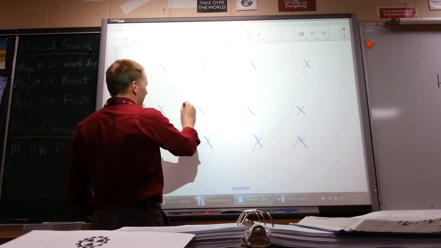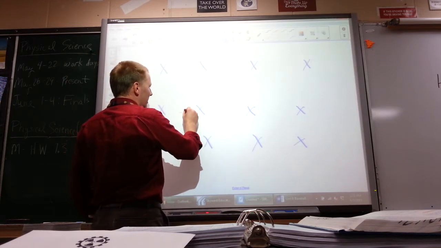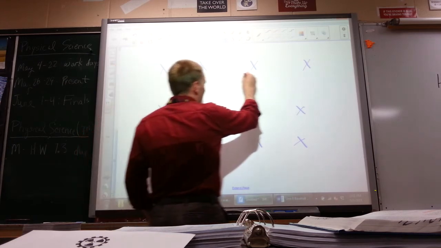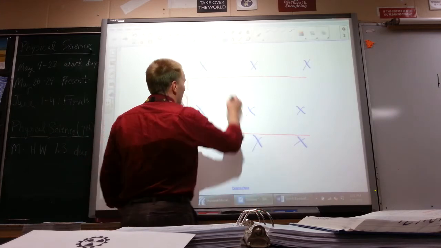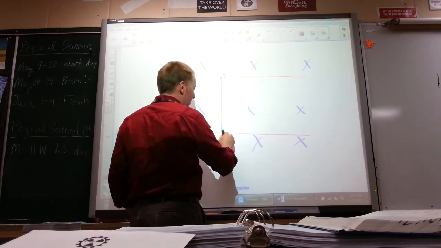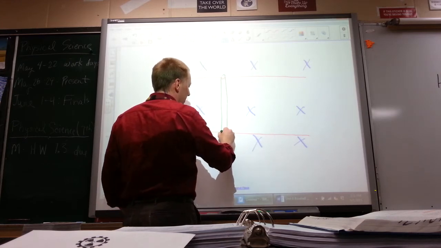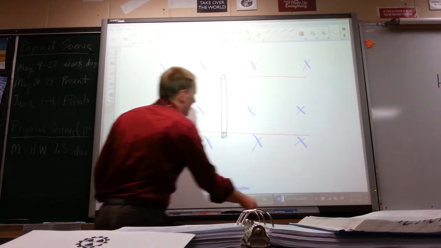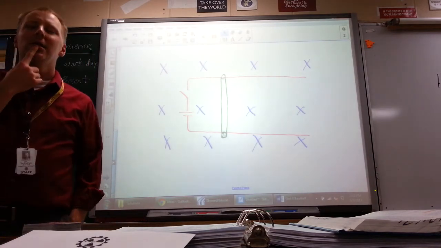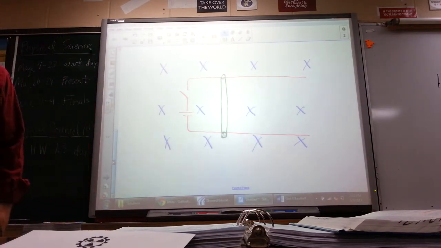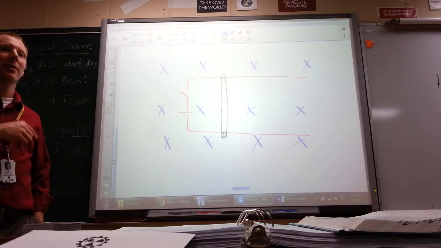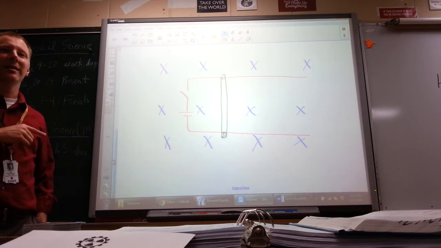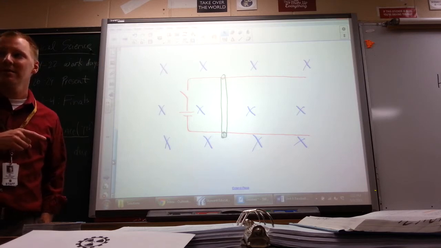Except now we have a battery, switch, long wires, and then a movable rod. Weird thing. Okay. So we want to say how, if we throw this switch, we're going to have current going through this. If we have current in a magnetic field, we must also then have a force.